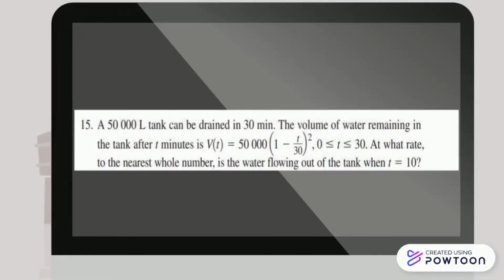Alright, on to the next question. A 50,000 liter tank can be drained in 30 minutes. The volume of water remaining in the tank after t minutes is V(t) equals 50,000 times (1 minus t over 30) squared, where 0 is less than or equal to t, which is less than or equal to 30. At what rate, to the nearest whole number, is the water flowing out of the tank when t equals 10?